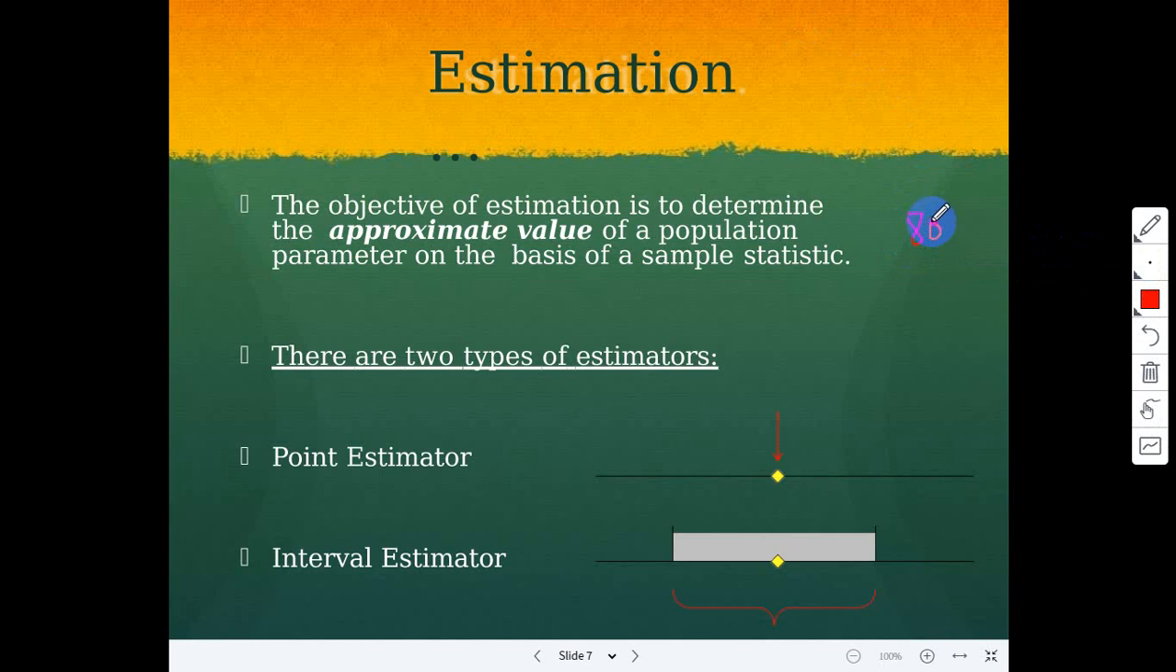So this is your first answer. You say we will get 80 marks. This is called the point estimator.